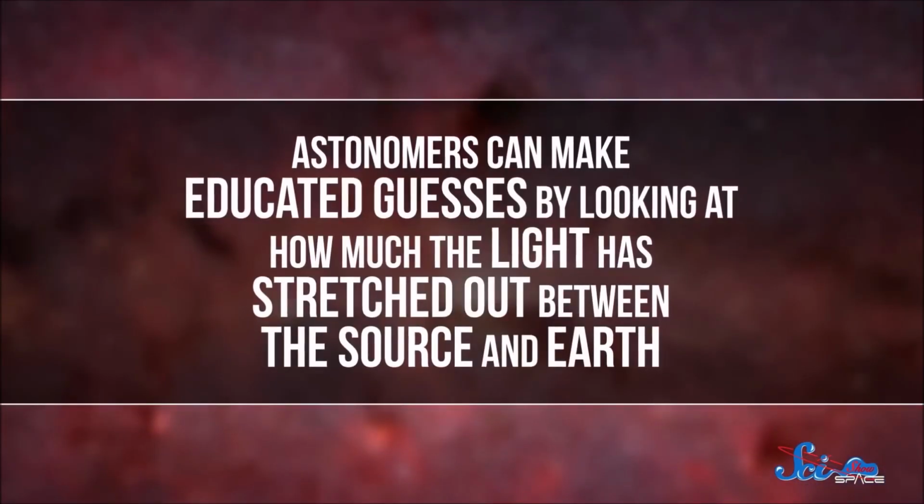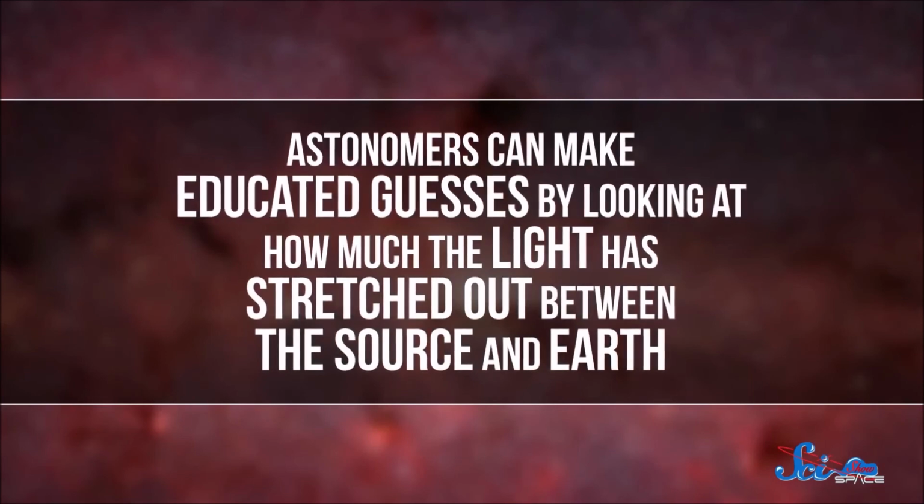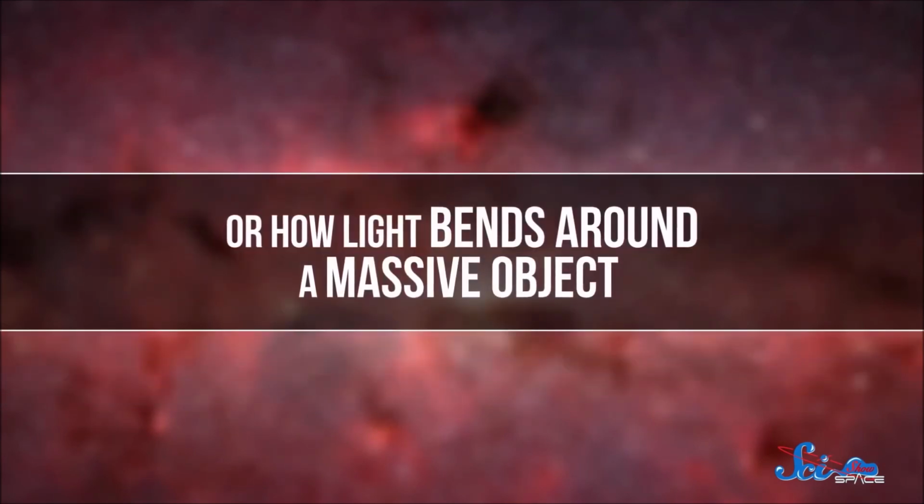For extremely distant objects, or ones that don't contain a standard candle, astronomers have to get really creative to measure their distances. They can make educated guesses by looking at how much the light has stretched out between the source and Earth, or how light bends around a massive object. In short, there's no one-size-fits-all solution, and the cosmic distance ladder is still getting new rungs.